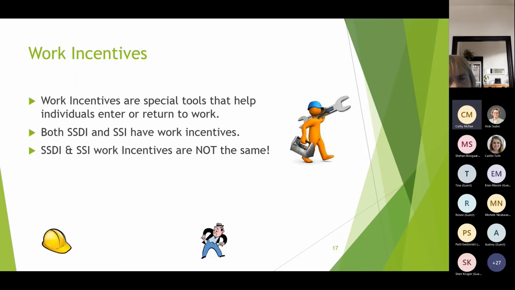So I want to talk about some of the incentives that SSDI has to encourage people to try work. Both SSDI and SSI have work incentives. Some of them are very much the same, they're very similar, but they are not the same. They get applied somewhat differently.